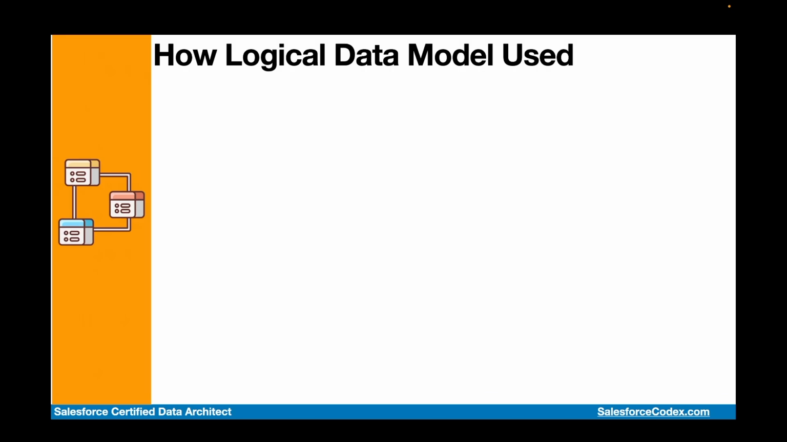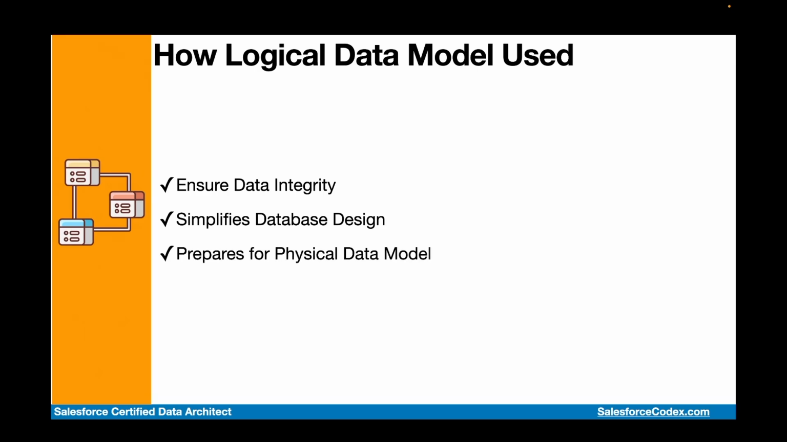Let's see how the logical data model will be used. It ensures data integrity as we do entity normalization and create indexes with a well-defined relationship. It prevents duplication of the data. It also simplifies database design. This model will act as a blueprint for database implementation. Then it will prepare for the physical data model. This model will help determine indexing, partitioning, and the storage for the physical data model.